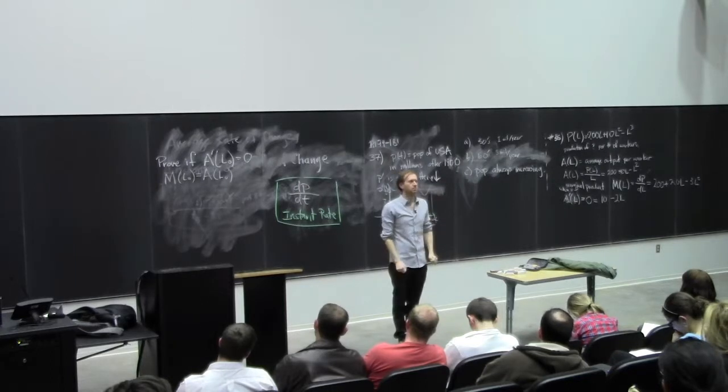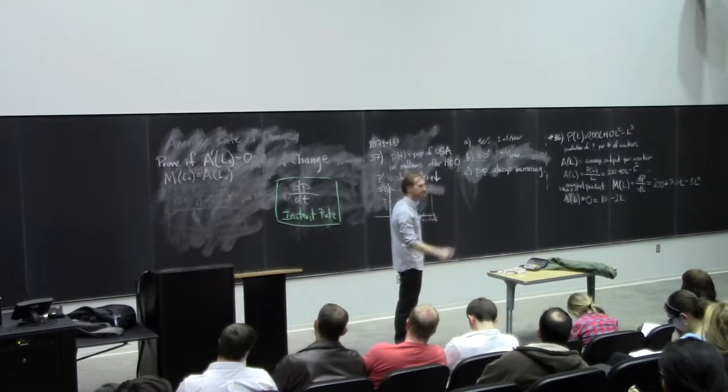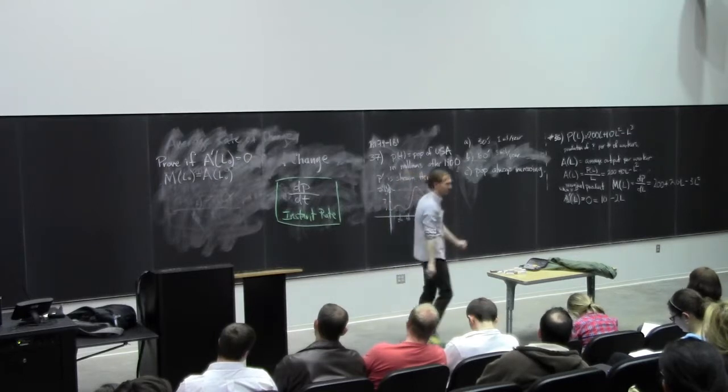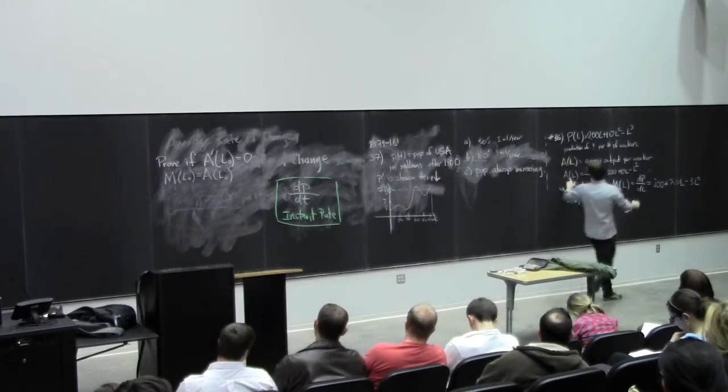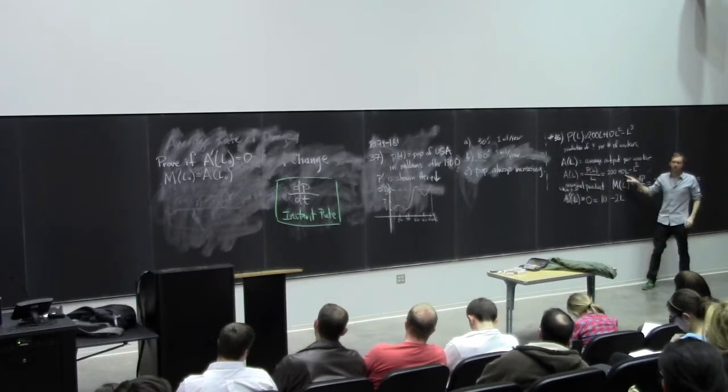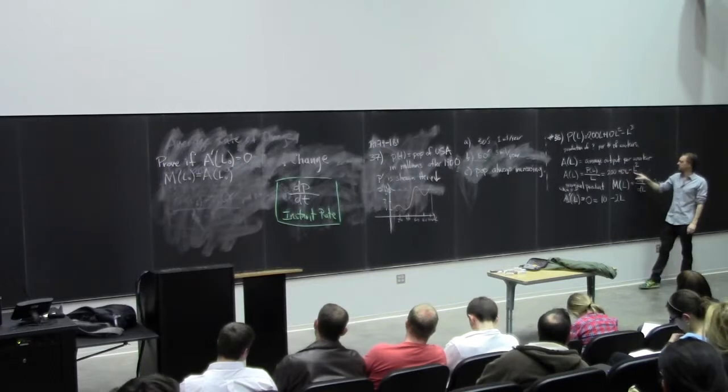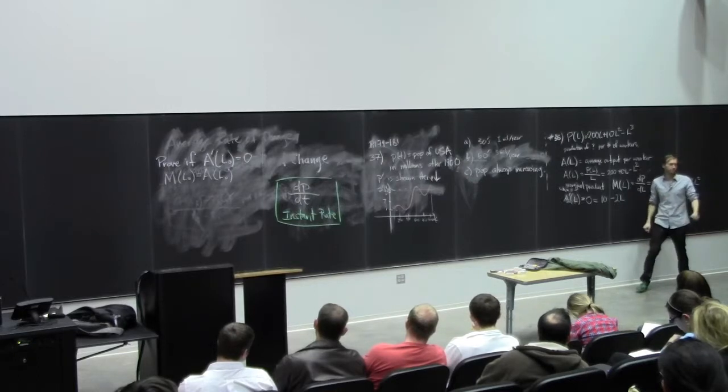How did you get 10 minus 2L? Yeah, good question. Let me think about this real quick. I know what A of L is right here. And the derivative of 200 is 0. The derivative of 10L is 10. And the derivative of minus L squared is minus 2L.